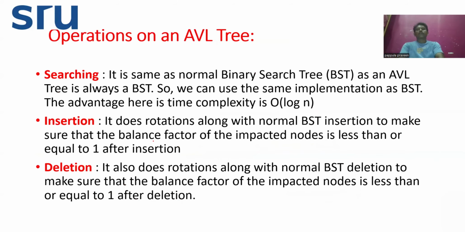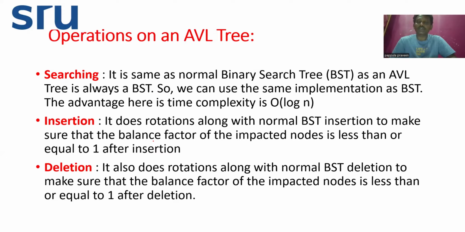Operations on the AVL tree. One main operation is searching, and it is the same as in a normal binary search tree. As an AVL tree is always a BST, we can use the same implementation as the BST. The advantage here is that the time complexity is big O of log n.